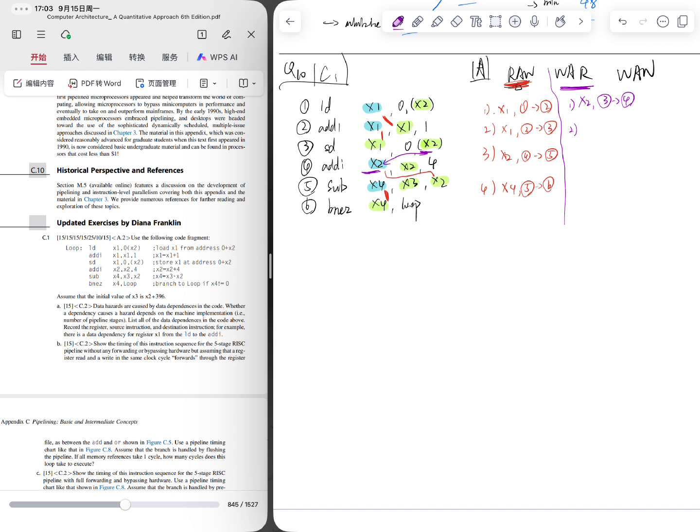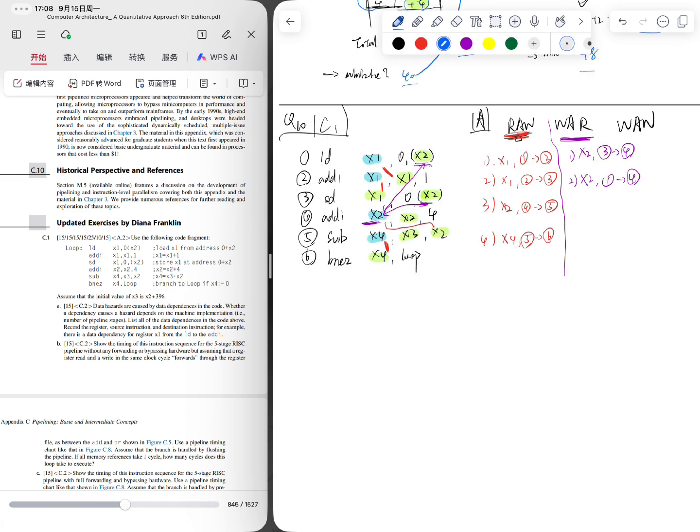Okay, and the second one, do we have anything else? Yes, yes. You can see for the instruction, still here, 1 and 4, we are trying to read register 2 and then come with a modify. Right. So it's also for x2, right? It's between instruction 1 and 4. We are modifying it.